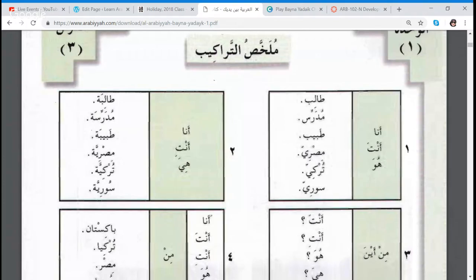Hia Talibaton. Is that right? That's right. Okay. Hia Mudarisaton. Where's the E?